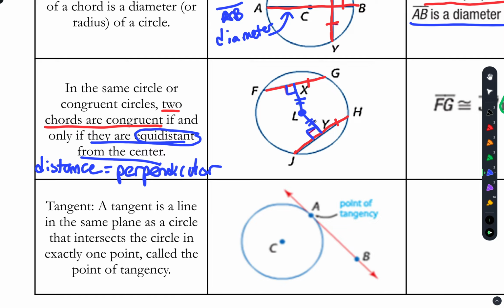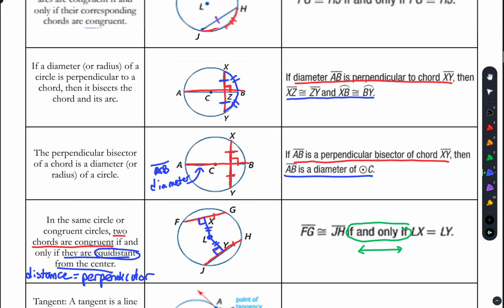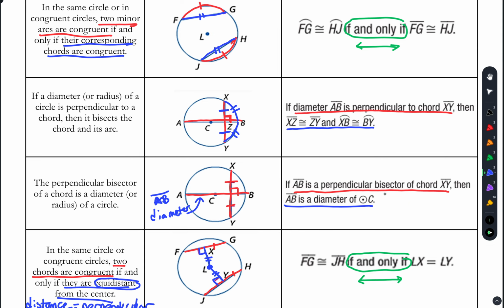So if the chords are congruent, then their distances are the same, and vice versa. If their distances are the same, then the two chords are congruent. Questions on these first four theorems? Okay. Next is another vocab word.